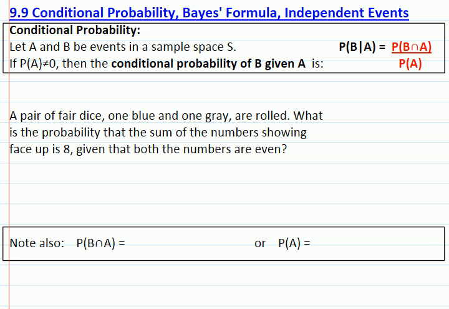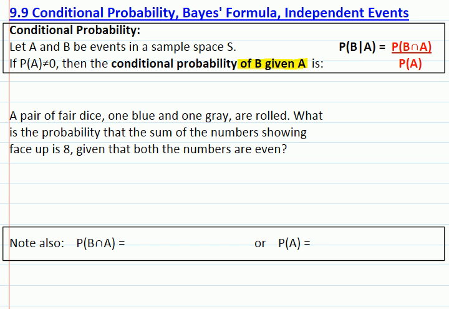In the last section of Chapter 9, we will work with conditional probability, Bayes formula, and independent events. Conditional probability is the probability of an event B occurring given that A has already occurred. If A and B are events in a sample space S and the probability of A is non-zero, then the conditional probability of B given A equals the probability of B and A occurring at the same time over the probability of A.